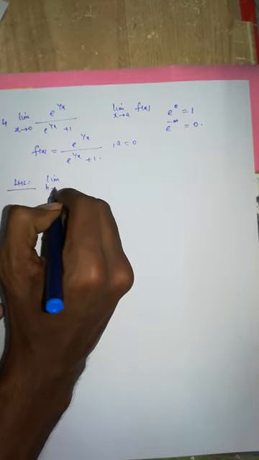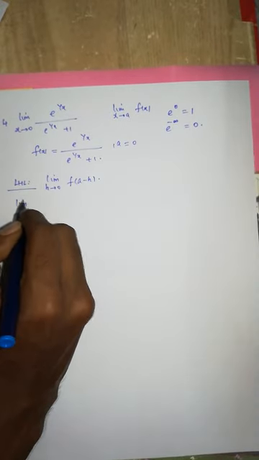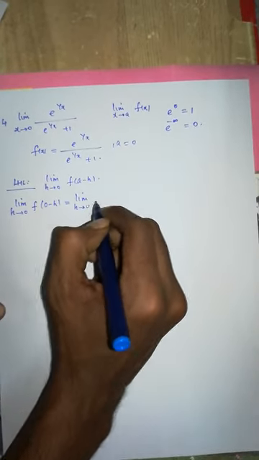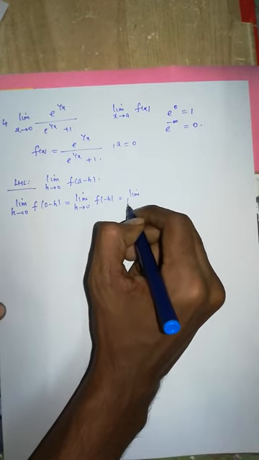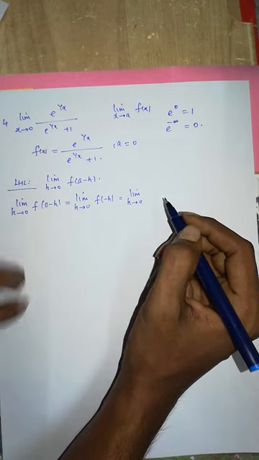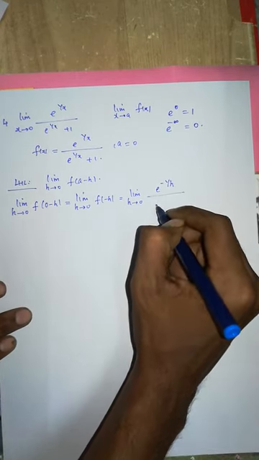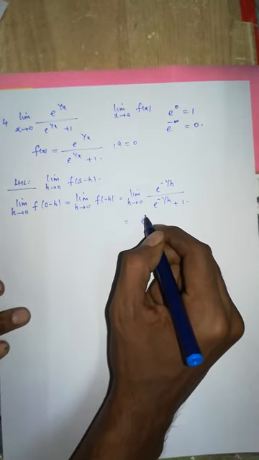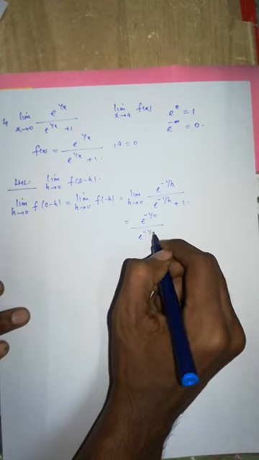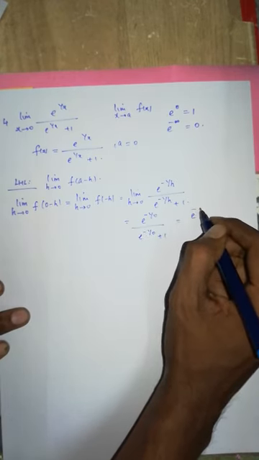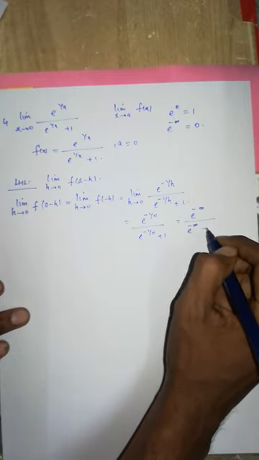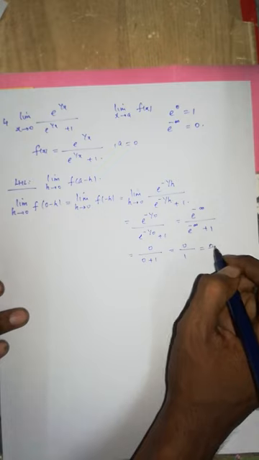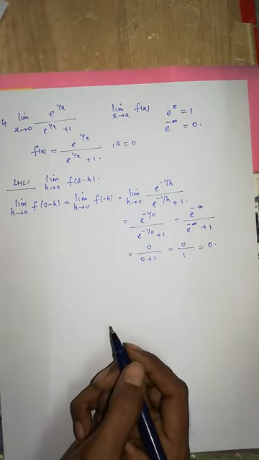The left hand limit is limit h tends to 0 of f of a minus h. Since a is 0, I have 0 minus h, which is the same as limit h tends to 0 of f of minus h. In place of x, I substitute minus h. So this becomes e power minus 1 by h divided by e power minus 1 by h plus 1. If I substitute h equal to 0, this becomes e power minus 1 by 0 divided by e power minus 1 by 0 plus 1. Since 1 by 0 is infinity, this is e power minus infinity divided by e power minus infinity plus 1. Since e power minus infinity is 0, I have 0 by 0 plus 1, which is 0 by 1, which is 0. So the left hand limit exists and is equal to 0.